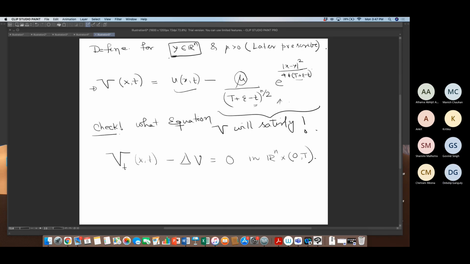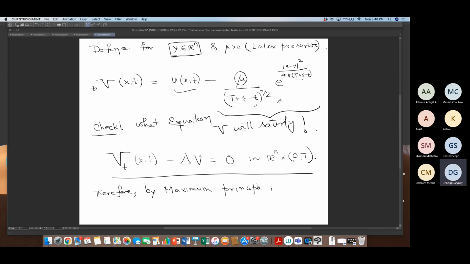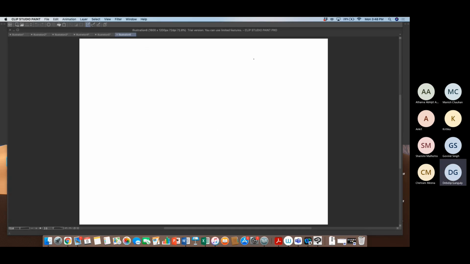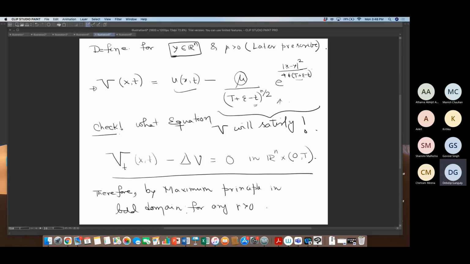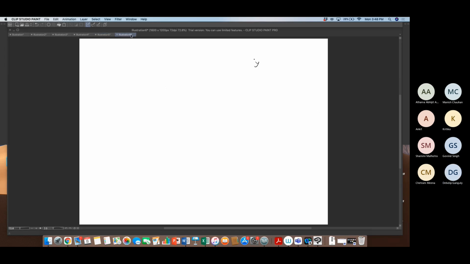So this is satisfied. Therefore, by the maximum principle in a bounded domain, for any r positive, I have fixed some y. You just see, I have translated by x minus y. Y I have fixed, so it is a function of x. Y is just a fixed number. Not a number, it's a vector in R^n.